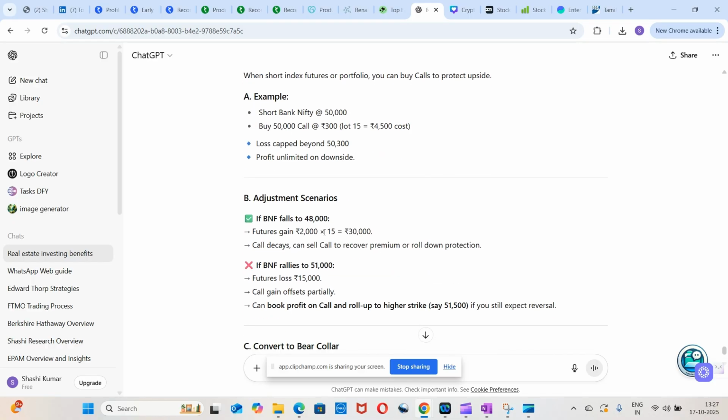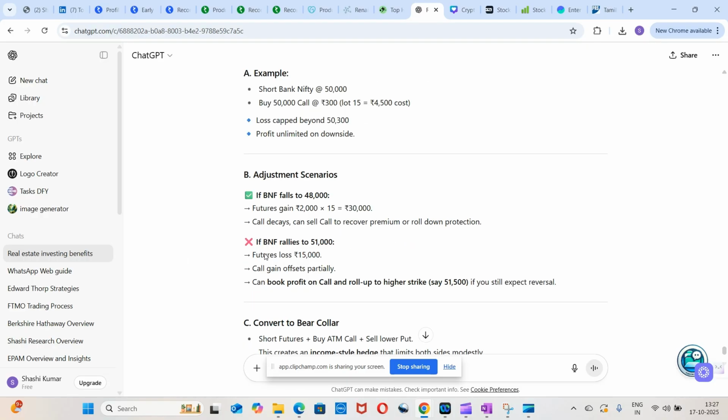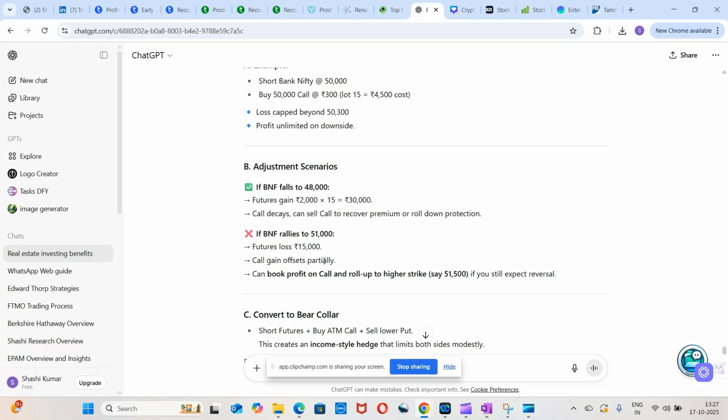Now the adjustments. If Bank Nifty falls to 48,000, your futures will gain. You'll gain like 30,000 in this example. The call decays, and you can remove that call and sell another call to recover premium or roll down the protection. If Bank Nifty rallies to 51,000, so this is against your view, the future will lose but the call will gain. So you can book profit on the call and roll up the call to a higher strike, if your view is still bearish. Or if your view changes to bullish, then you can remove the future and just hold the call.